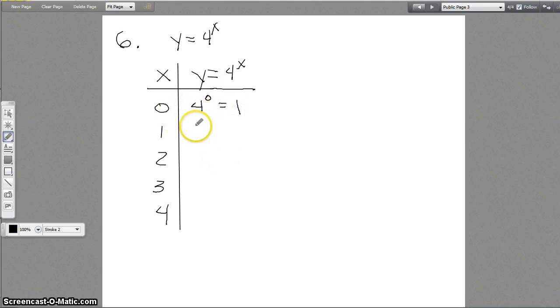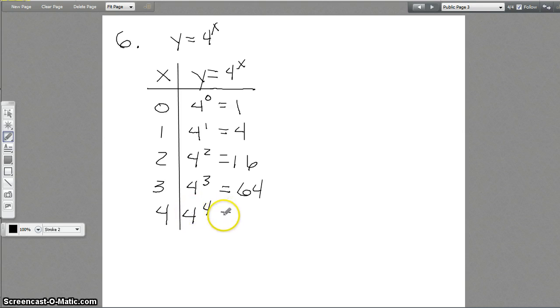That's just 1. When x equals 1, our y is 4 to the 1. That's 4. When x equals 2, we have 4 squared, which is 16. When x is 3, we have 4 cubed, which is 64. And when x is 4, we have 4 to the 4th power, which is 256. Okay, that was part A.